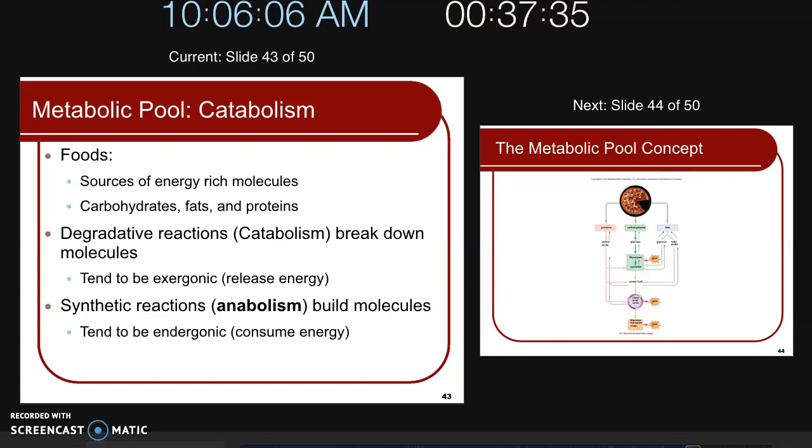So foods are sources of energy-rich molecules. We've got carbohydrates, we've talked about macromolecules, we've talked about fats, we've talked about proteins. So the degradative reactions, or the breakdown, catabolism of these molecules tend to release energy. Synthetic reactions, we said anabolism, build molecules. Anabolism builds, catabolism tears down. Anabolic reactions tend to consume energy. It takes energy to build, and breaking down releases energy.